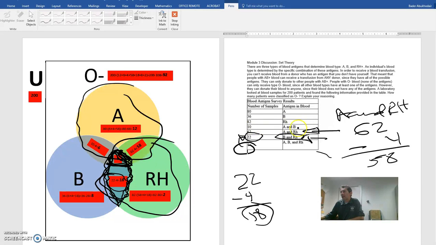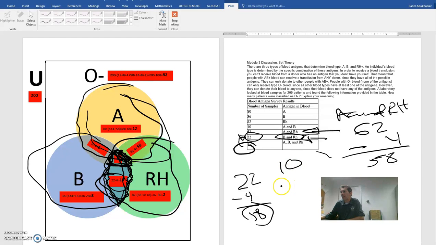Okay, next one. We say we have A and B. So here's my A, here's my B. How many have A and B? I have 10 of them. Now remember, I can have A and B and RH, and how many people have A and B and RH is 4. Remember, this is the middle one we started with, which is 4. How many have purely A and B? So 10 minus 4, so there is 6. So inside here, I should have 6.